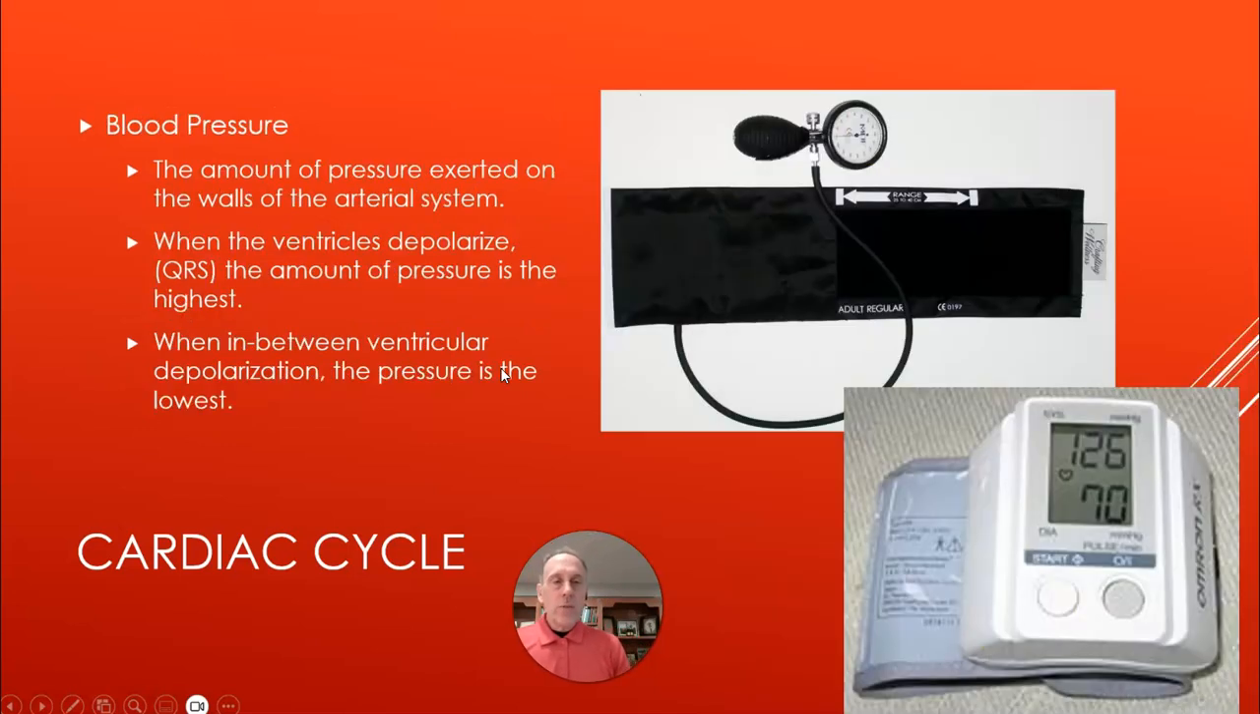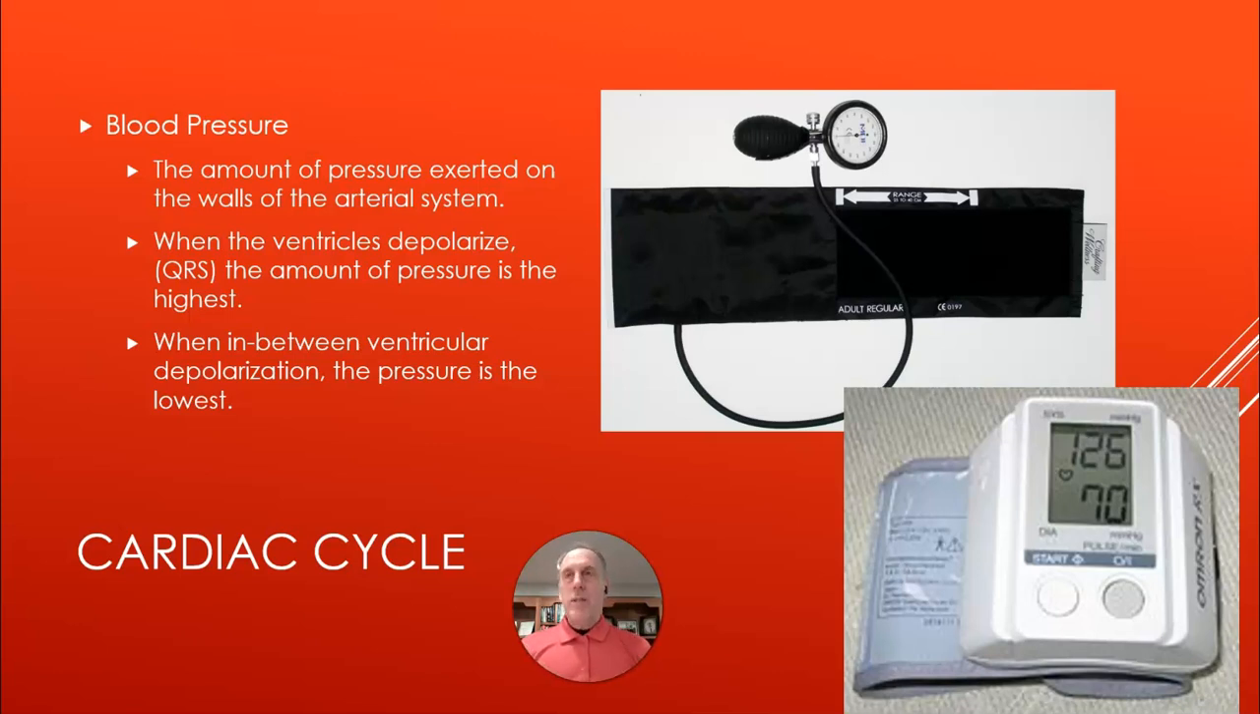Now, what's interesting is blood pressure itself, which is the amount of pressure exerted on the walls of the arterial and vascular system. When the ventricles depolarize, that's a QRS complex, and the amount of pressure is the highest, right? We can discern that from our conversations, because you know there's a lot of contractile force that has to happen to squish blood out to the lungs, deoxygenated, or squish blood out to the body, oxygenated, through the aorta to the rest of the body.